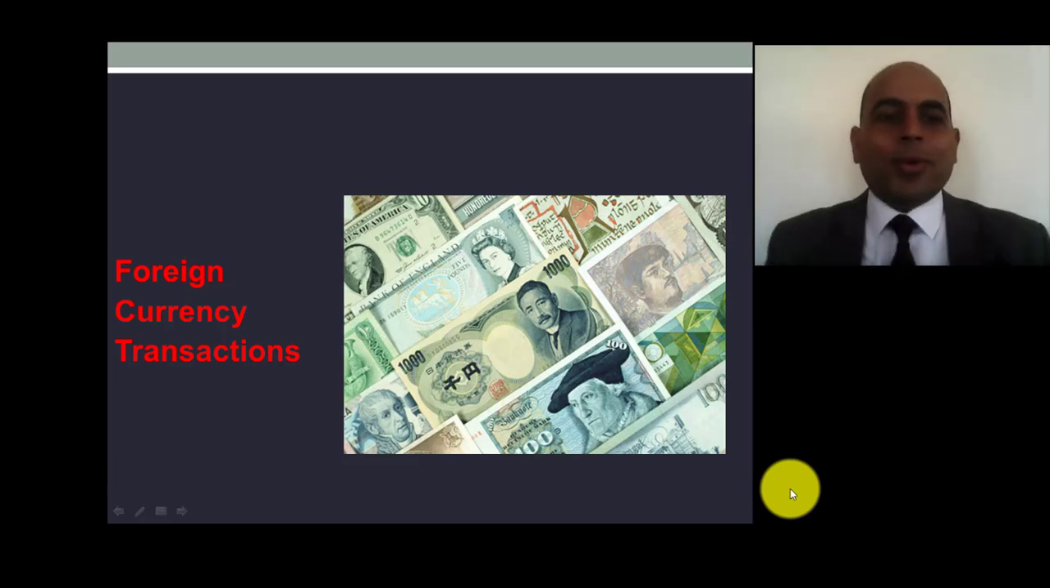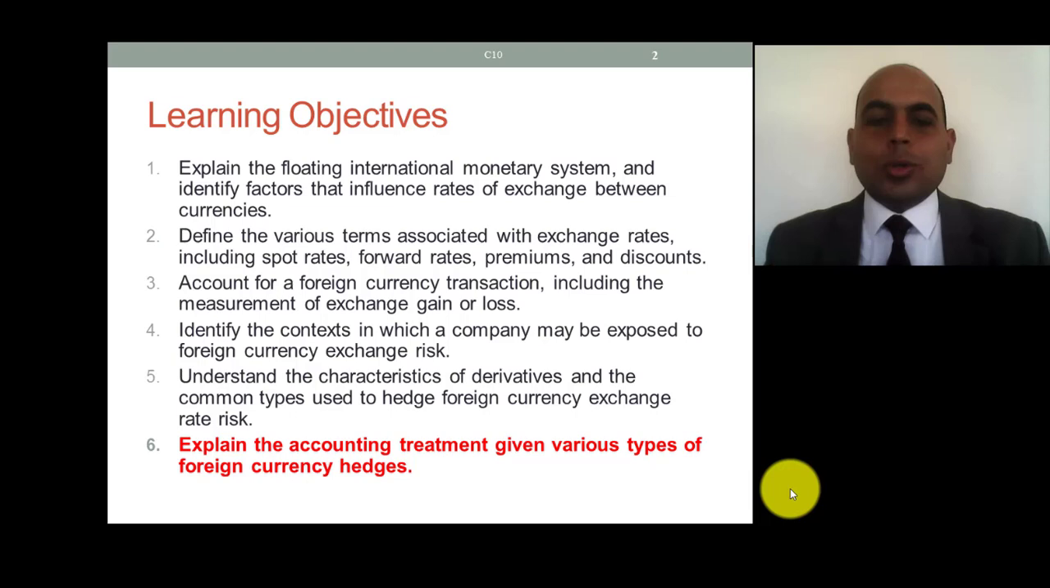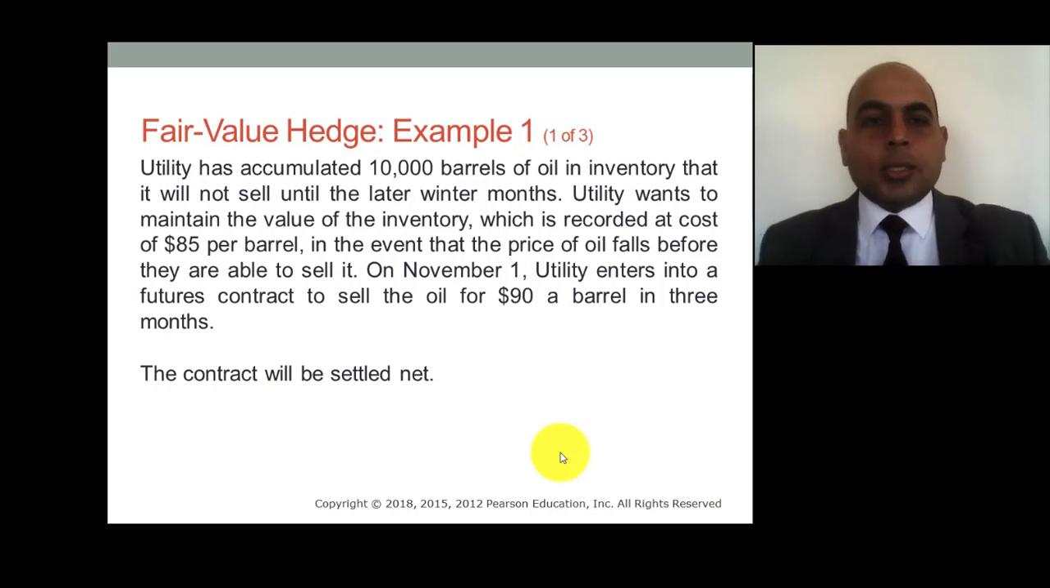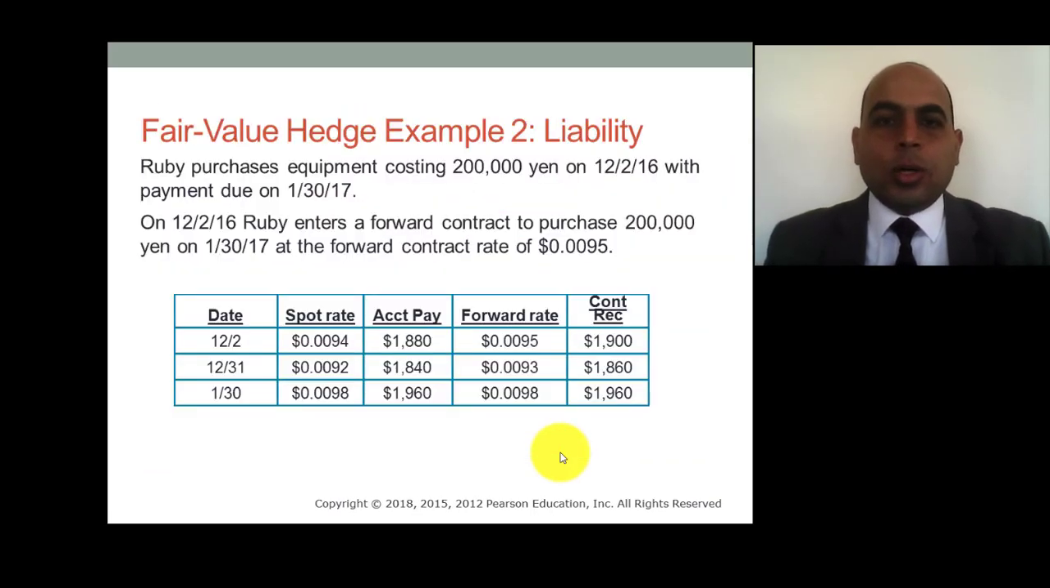Hi everybody, again foreign currency transactions. We will continue the discussion of the last learning objective of this chapter, accounting treatment given various types of foreign currency hedge. We will move to discuss an example of a fair value hedge.